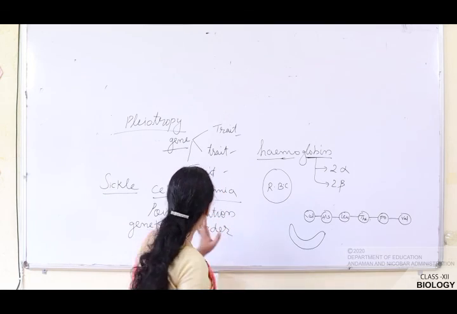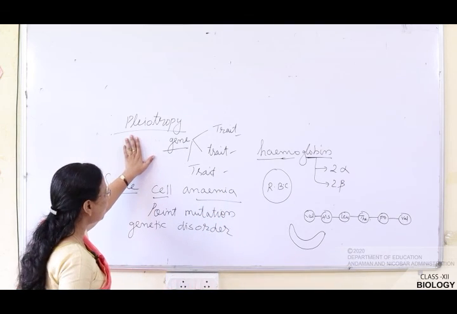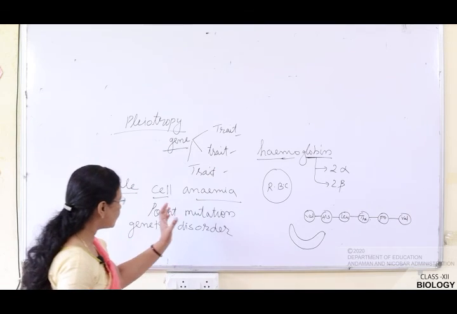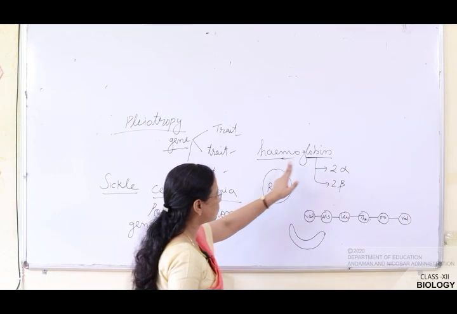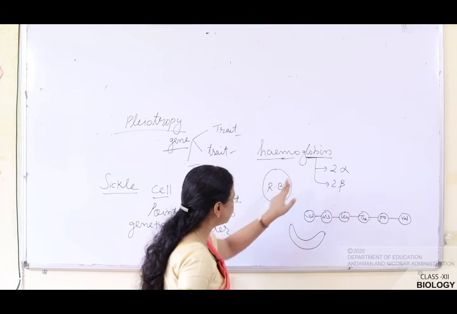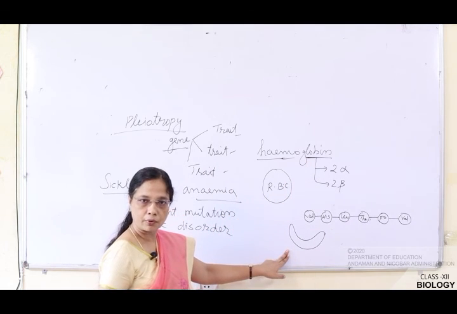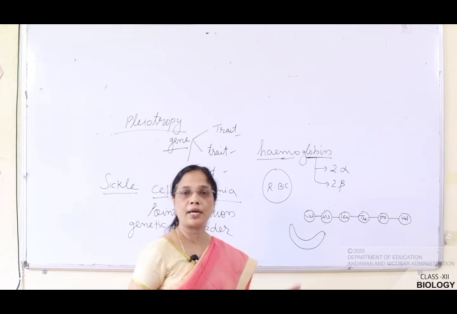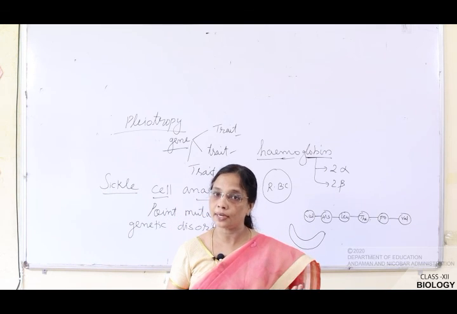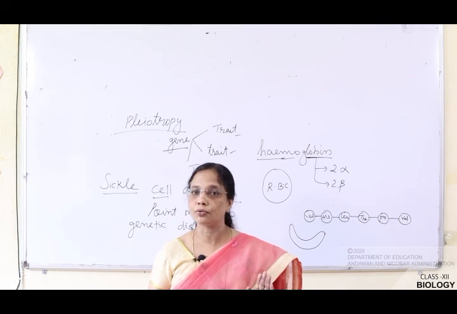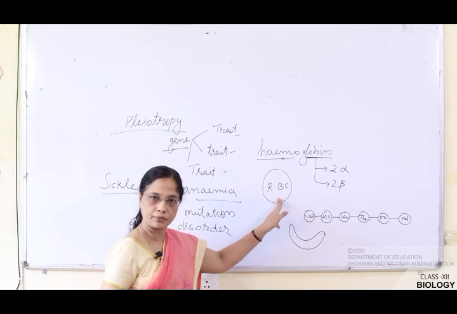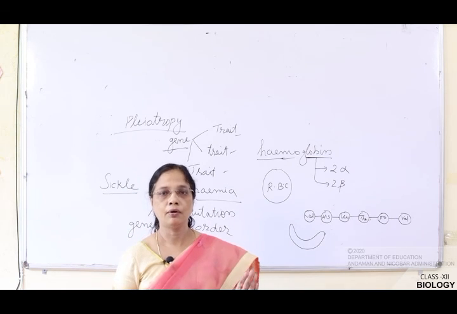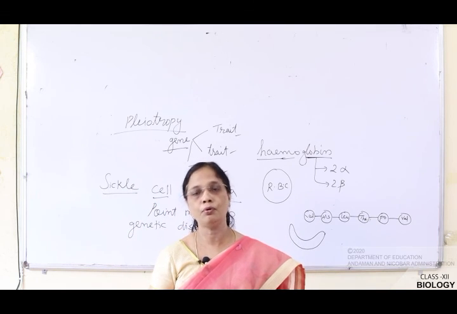So what you have seen is that pleiotropy means one gene is responsible for many traits. So what is the trait here? Change in the structure of the hemoglobin causes the change in the shape of the RBC that causes anemia. But this patient can survive in the malaria prone area because the parasite is unable to survive in the RBC. So they are resistant to malaria.